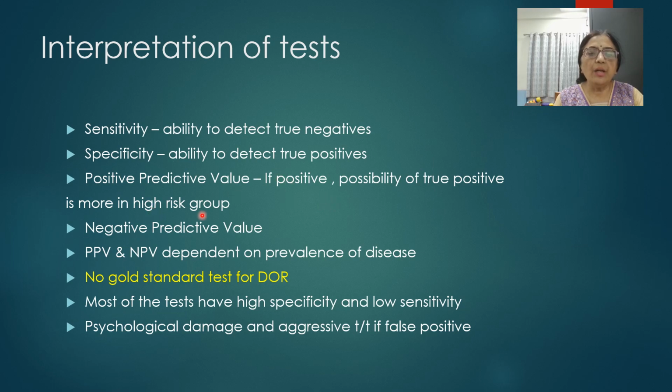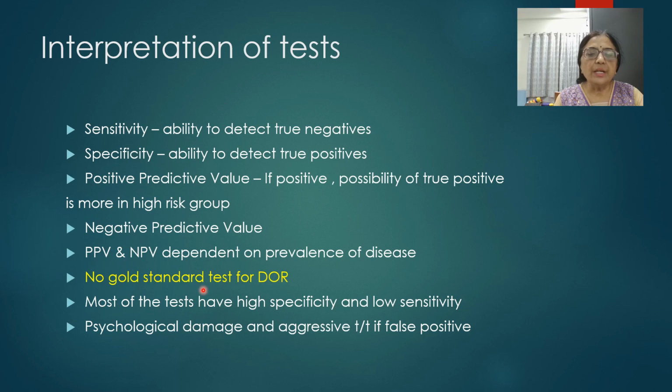And it will be more in a high risk group. Positive predictive value will be low in a low risk group. Negative predictive value is also the same. It will be better in a high risk population and low in a low risk population. So positive predictive value and negative predictive value are dependent on the prevalence of disease in a given population. For example, if I am testing ovarian reserve in an elderly population, elderly women, then the positive predictive value and negative predictive value both will be higher as compared to if I do the test in younger women.